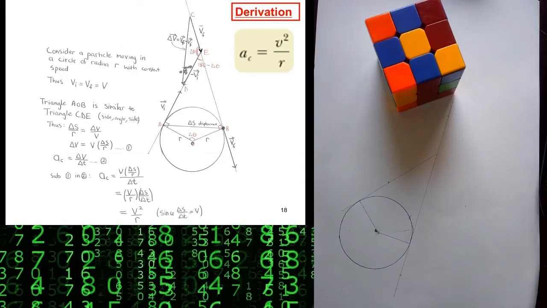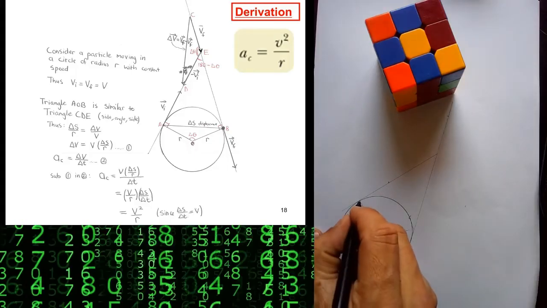What we would like to show is that the magnitude of the centripetal acceleration is given by the speed squared divided by the radius of the circle in which the particle is moving. So what I have here is a figure, and the derivation is based on this figure. We have some maths that follows from this figure. Before we get to the actual maths, let's take a look at where the figure comes from.